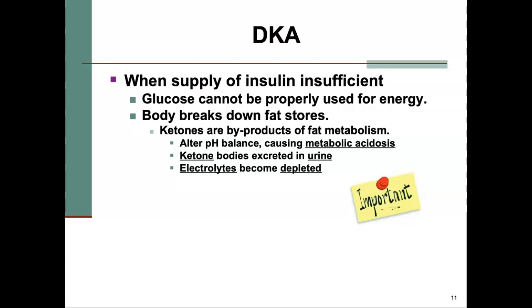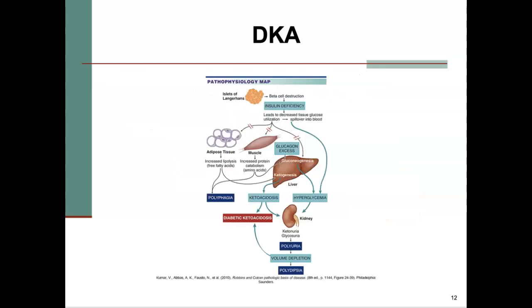During this process, electrolytes become depleted because they are eliminated along with the ketones in an attempt to maintain the electrical state of the cells. So let's go into more detail here. So we have insulin deficiency. It leads to decreased tissue glucose utilization because insulin is the carrier for glucose into the tissues and muscles, and it's not happening. So you have the breakdown of fat, which causes the ketosis and ketoacidosis or metabolic acidosis.